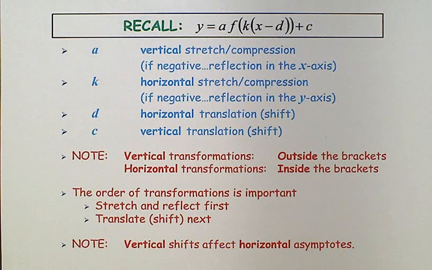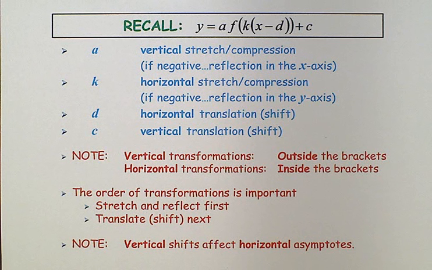So since we're looking at transformations, let's just look through the different ways the values of a, k, d, and c affect the base graph of your function. And so I kept the variables the same as what you saw in the trig unit. And what really matters, it doesn't matter what letter you use for your transformations. Essentially what matters the most is where those values are located in the equation of the function.